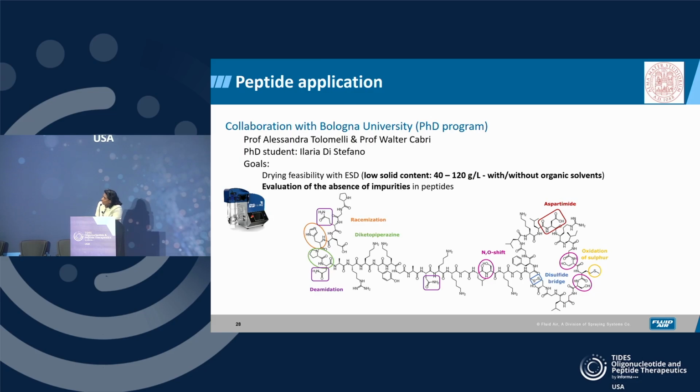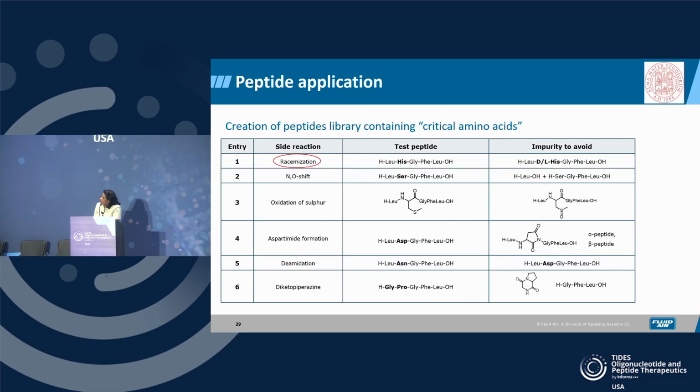Another study we have ongoing at the moment is with the University of Bologna. Professor Carbri, they have identified several amino acids that are known to cause impurities, thermal distress impurities during drying processes. So what they have done is synthesize short sequence peptides with these critical amino acids known to cause impurities and process, or dry, them using the electrostatic drying process. And those are the impurities that can be caused and to avoid.